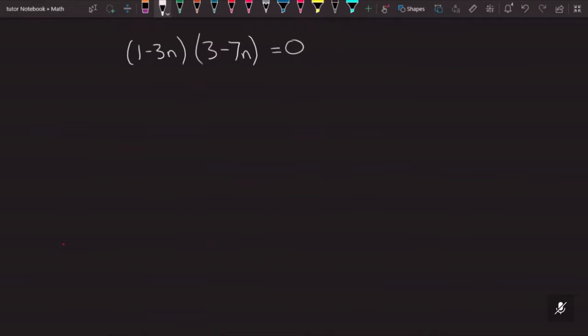Hello everyone. Today we're going to be looking at one application of the zero product rule, which is used to solve equations. Oftentimes it can be used to solve quadratic equations. In this case, we're starting with a factored equation. So we have two factors, 1 minus 3n and 3 minus 7n. And the idea is that the entire equation is going to be equal to 0.